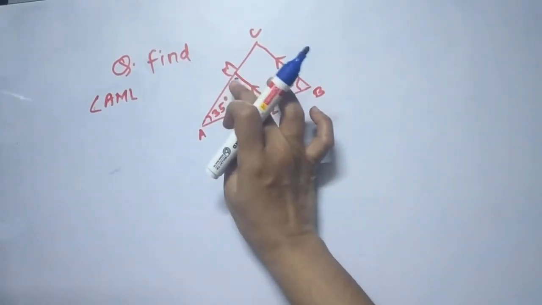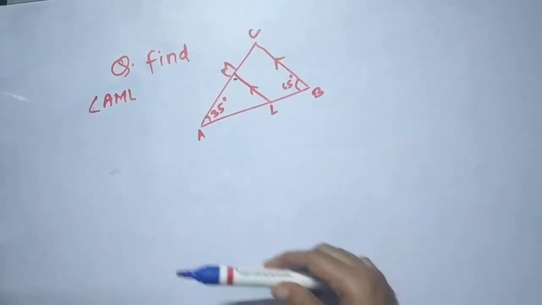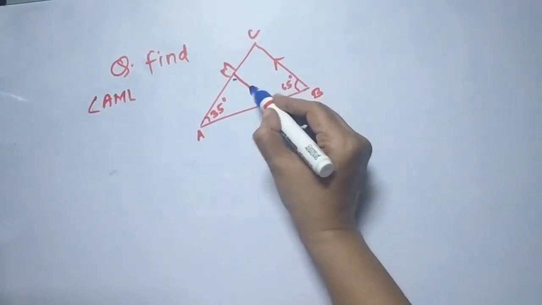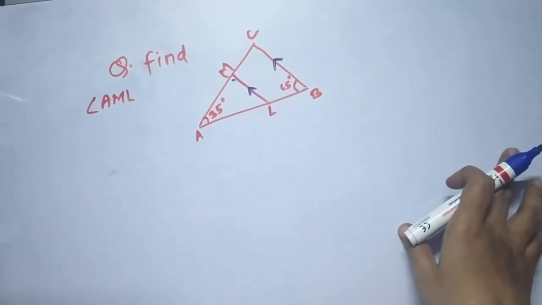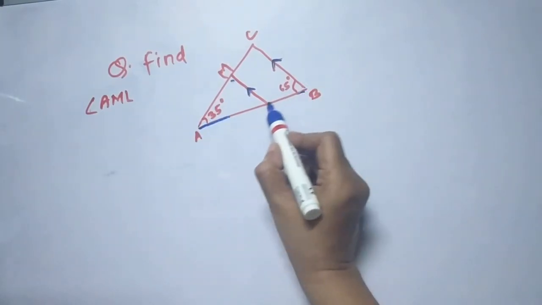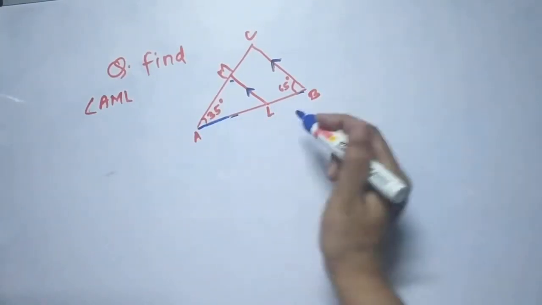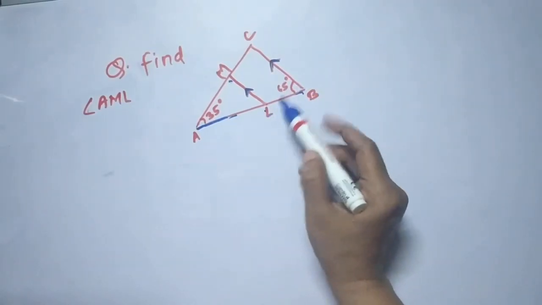So friends, in order to find out this angle, first of all we will see here this line and this line, they are parallel. It is given by that arrow ahead, means ML and CB, both lines are parallel. So if you notice here, this is a transversal line. Okay friends, so the transversal is cutting these two parallel lines at two different points L and B.